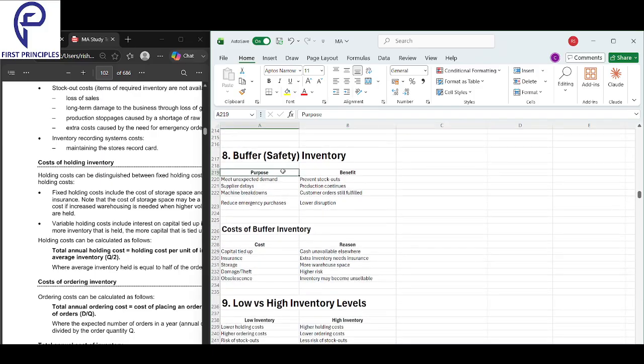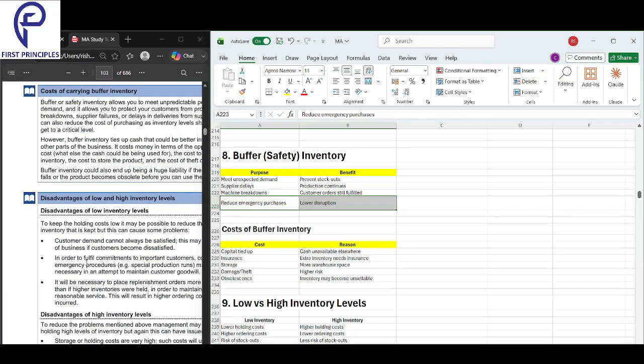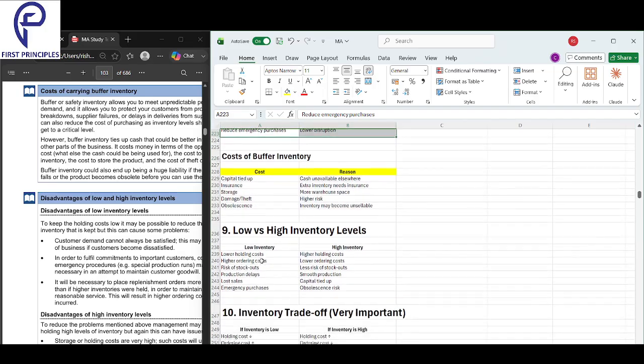Next we look into buffer inventory. Buffer means extra. You keep something extra. Sometimes unexpected demand can happen, so it is good to have extra. Then supplier delays. Sometimes the supplier is delaying, and you don't want the production to stop. So you always keep a little extra. A machine may break down, but the customer's order you still have to fulfill. You can't say my machine broke down. So it's always good to have something already produced and kept extra. Next, reduce emergency purchases. Because emergency purchases can be very expensive. So it is better to have certain extra always kept with you.